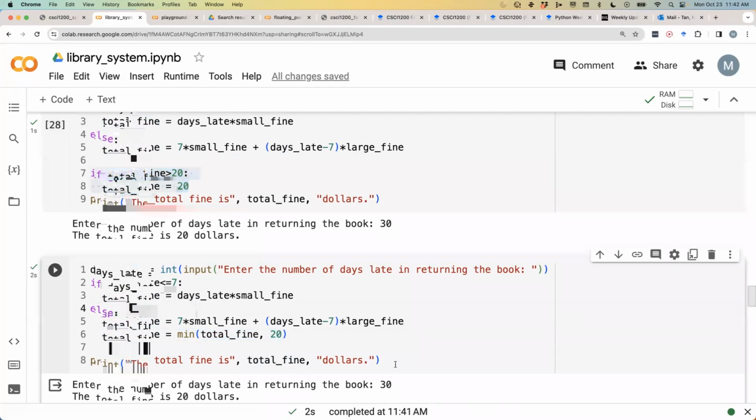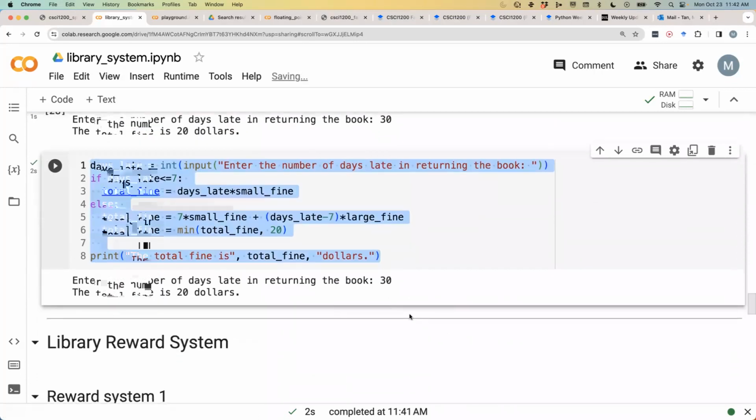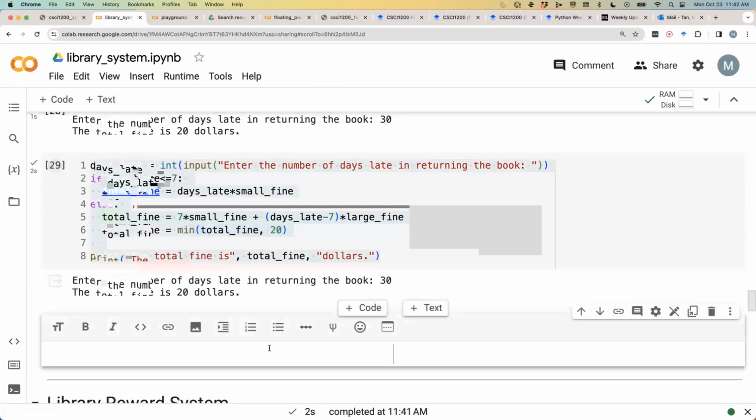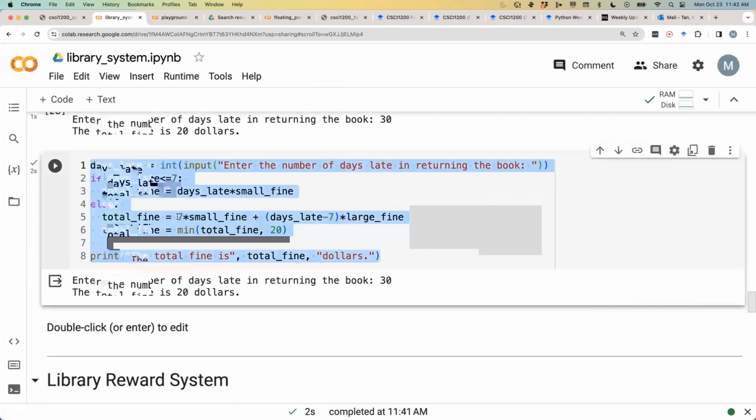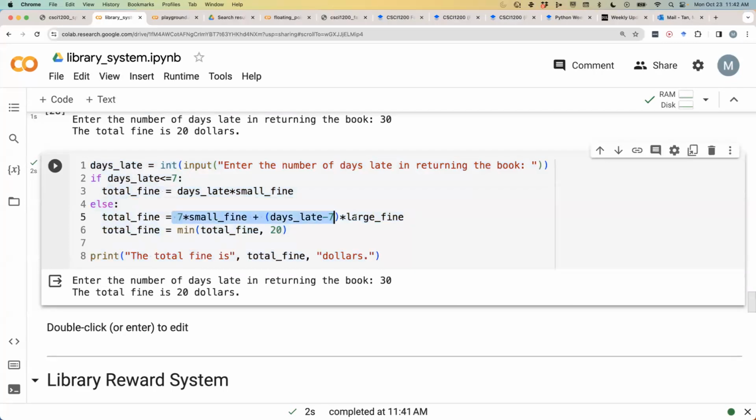Now, is this the best way to do it? Note that here I still do computations. If it's 100 days, I still do 7 times small fine plus 100 minus 7 times large fine. But you already know that.